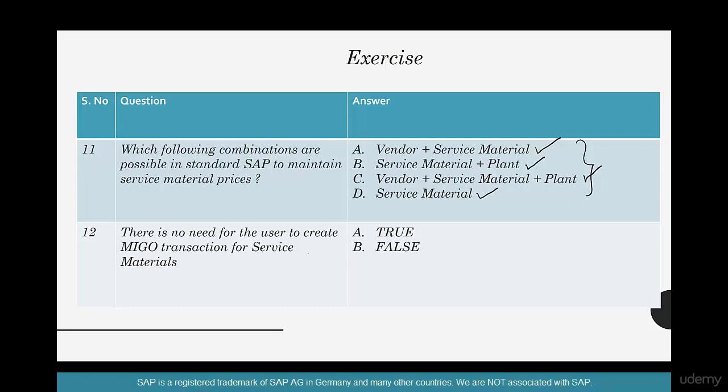Number 12, there's no need for the user to create MyGo transaction for service materials. That's true. We don't need to create it. We just need to do the service entry sheet, save it, accept it, and a MyGo transaction and a material document will automatically be created behind the scenes.